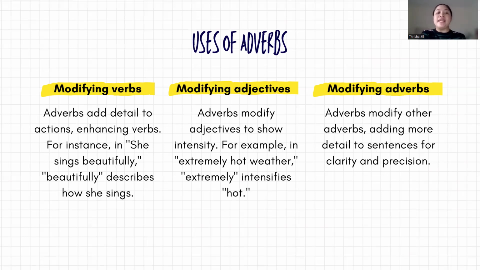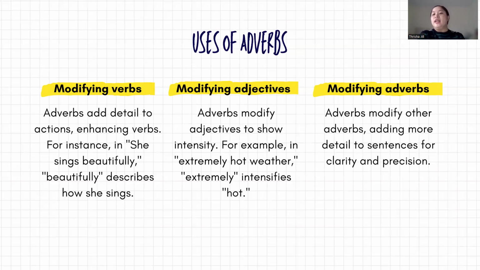If we ask, how well does she sing? We're going to say beautifully. So beautifully there is considered our adverb. The second one, modifying adjectives. For example, it's extremely hot weather. Extremely intensifies hot. Using the word extremely gives us an idea how intense it is. Like, how hot is it? Extremely hot. Therefore, the word extremely is an adverb that we use to modify the adjective hot.